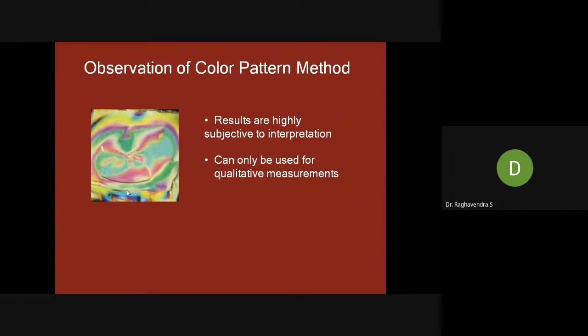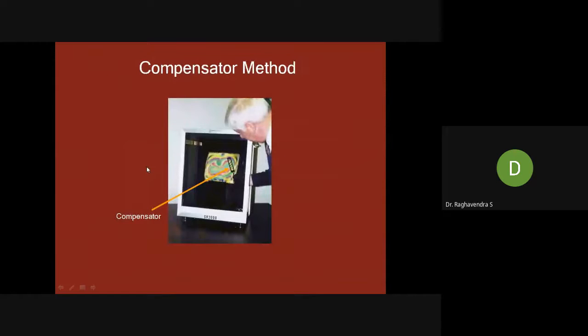No, you cannot tell like that also. So it requires a lot of skills. It can only be used for qualitative measurement. You cannot directly tell what result you got. You require some qualitative measures. Once again, you have to recheck with some formulas.